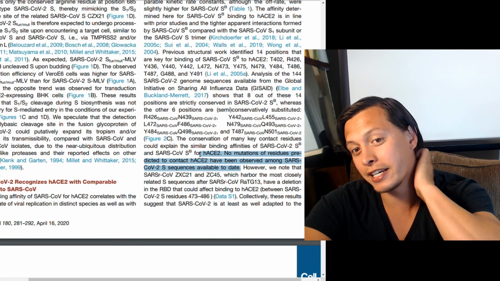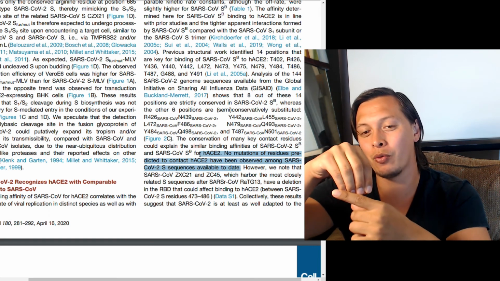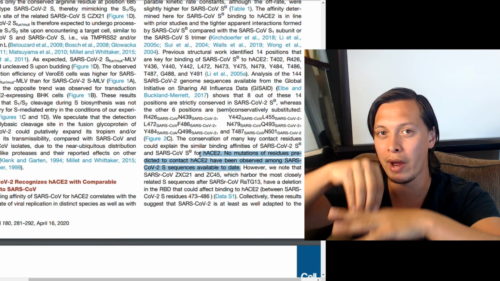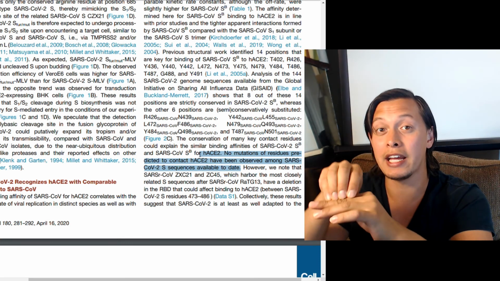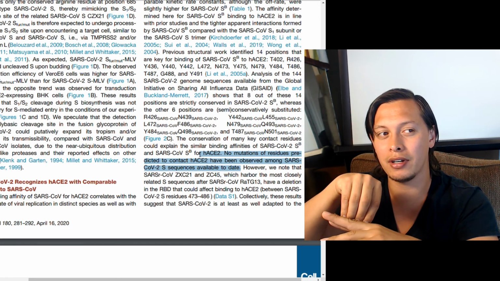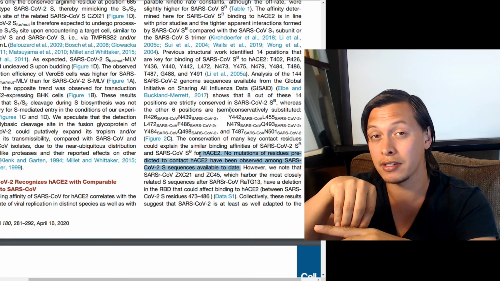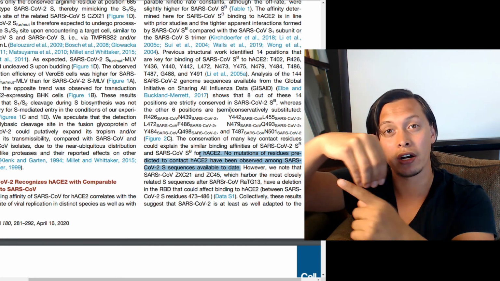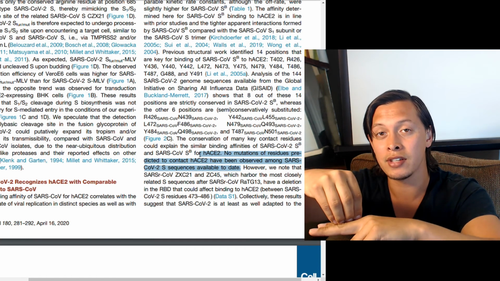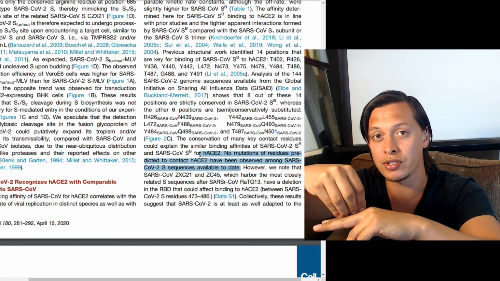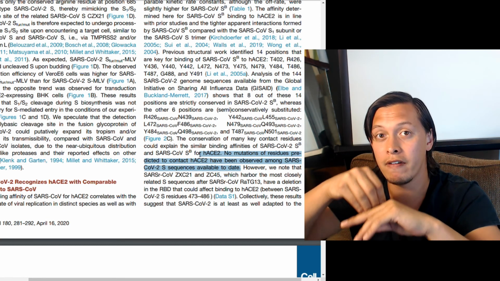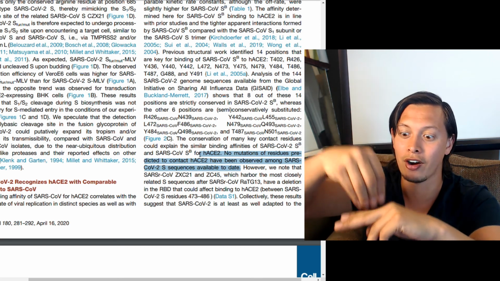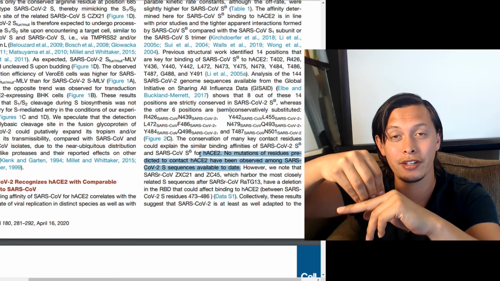So that indicates that whatever interactions have been made already seem to be an optimal configuration as of yet. You can have some mutations happening elsewhere. That's possible. But as far as the amino acids that are in contact with the ACE2 receptor right now, they seem to be very well conserved. All of them. So all of the amino acids that touch each other are conserved.